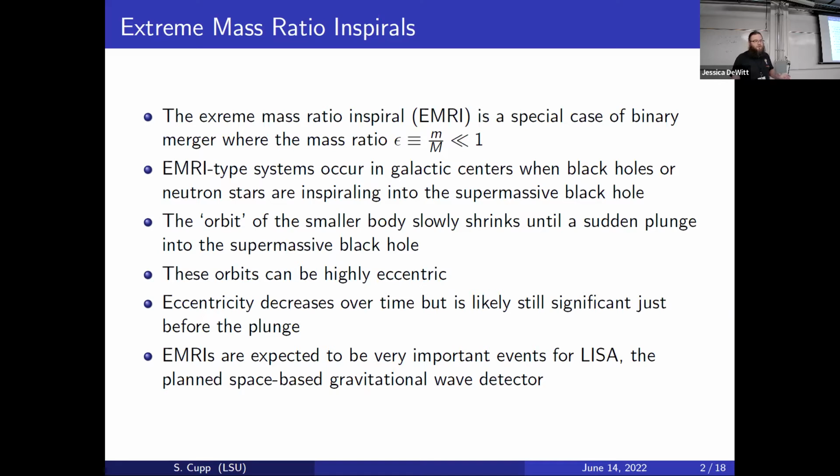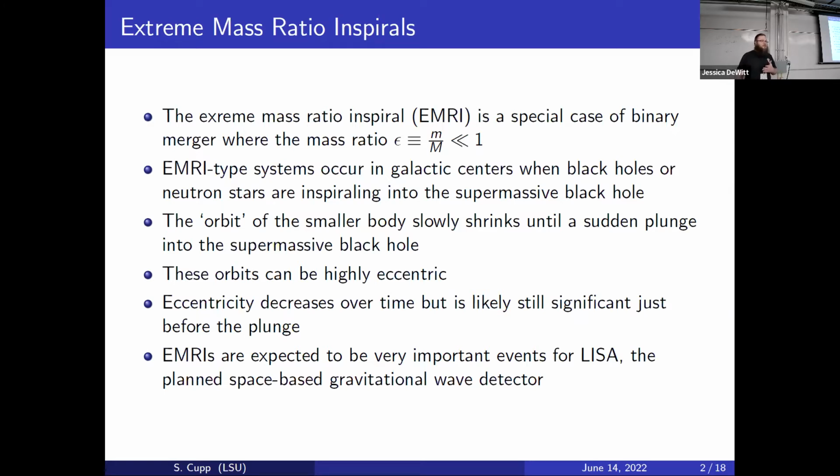And so the orbit of the smaller body slowly shrinks until there's a sudden plunge into the supermassive black hole. Now, one of the things that's a little different here is that these orbits can be highly eccentric. And while the eccentricity does decrease over time, it's likely still significant even just before the plunge. While a lot of other, more similar mass systems tend to circularize, these keep their eccentricity for most of the inspiral.